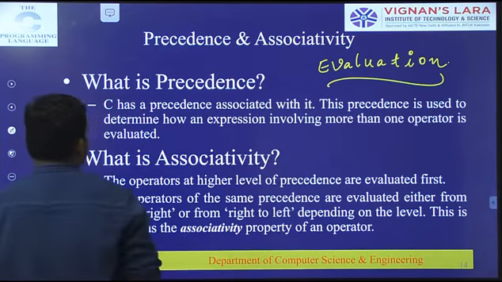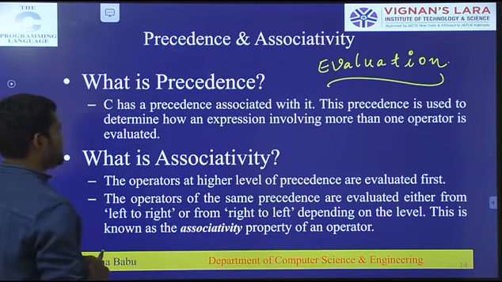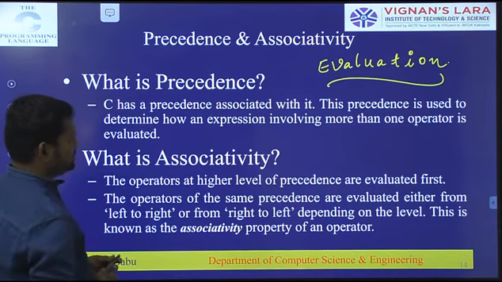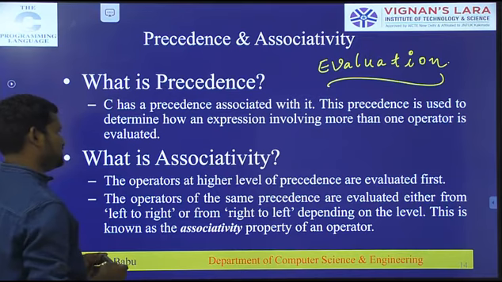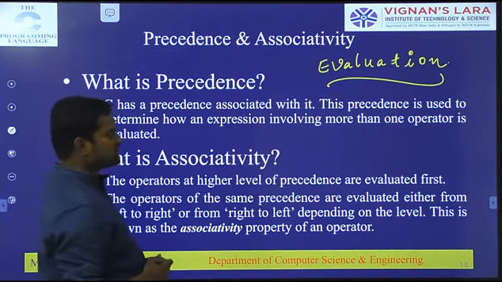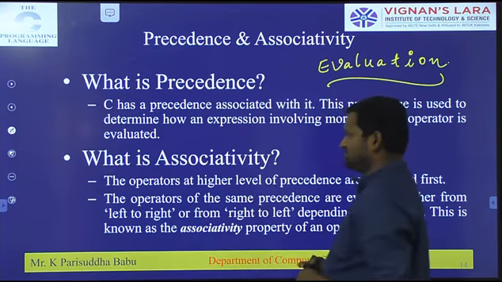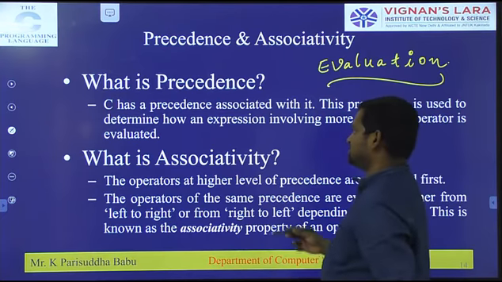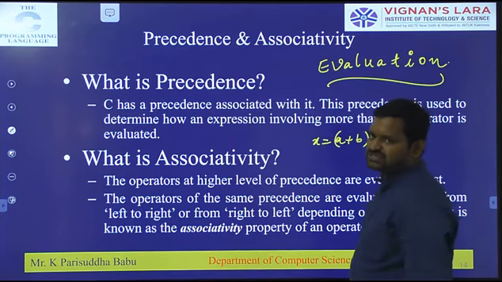Now, what is precedence? C has precedence and associativity associated with its operators. Precedence is used to determine how an expression involving more than one operator is evaluated. Operators with the highest level of precedence are evaluated first. Association, in the sense, if an expression is there, for example, x is equal to a plus b, that is an expression.